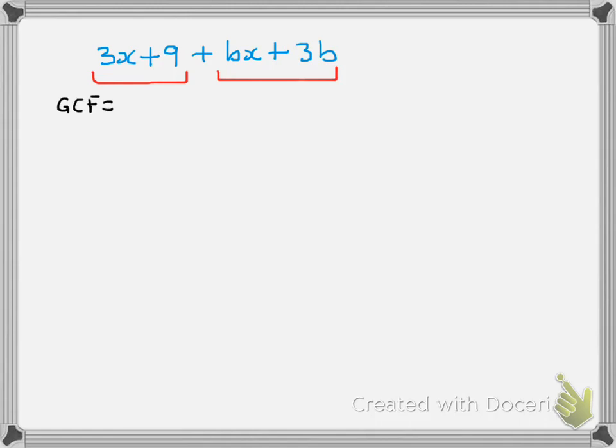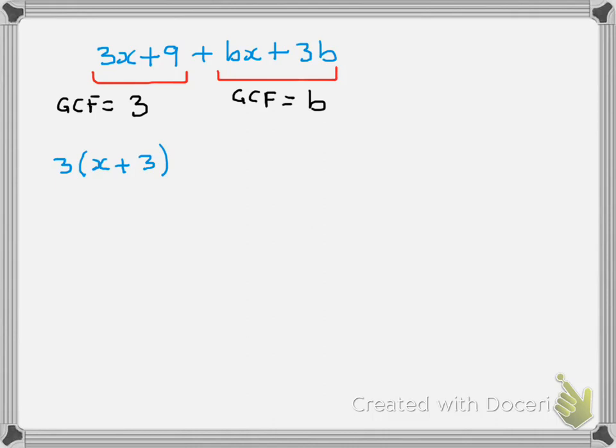The greatest common factor of 3x and 9 is 3, and the greatest common factor of bx and 3b is b. If you follow the process we talked about previously, that's what you're going to discover. And then we factor out the 3 from the first 2 terms. If you factor 3 from 3x + 9, you would have 3, which is the greatest common factor of 3x and 9. And if you divide each term by this greatest common factor, you would have x + 3 inside the bracket.